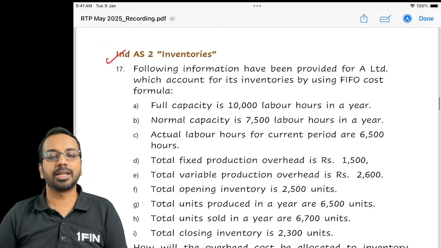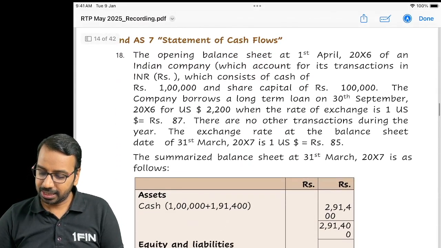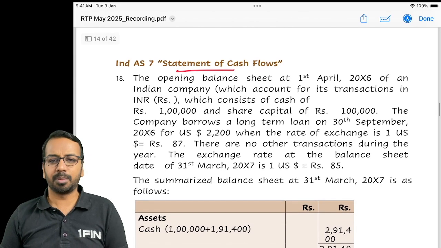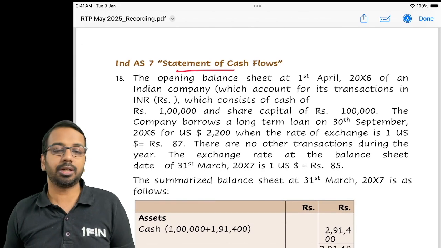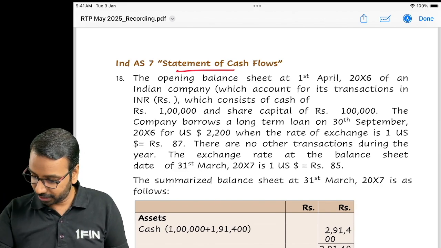Then one on Ind-AS 2 Inventories, straightforward. You can easily handle this. Then statement of cash flows. This is a simple question. Here there is a technical issue in the question which I want all of you to have a look at. I don't know how many of you could figure that out.